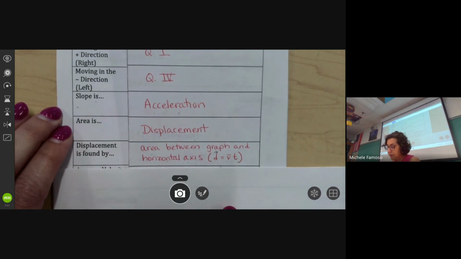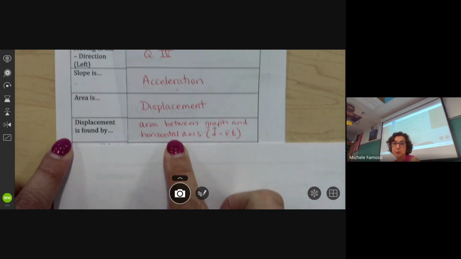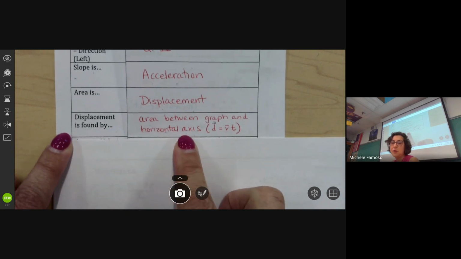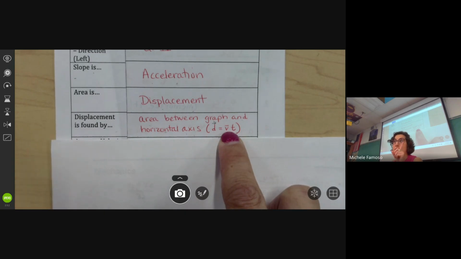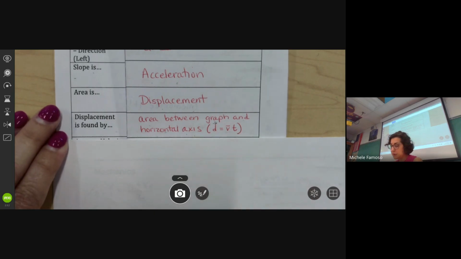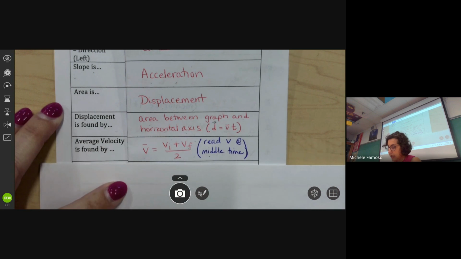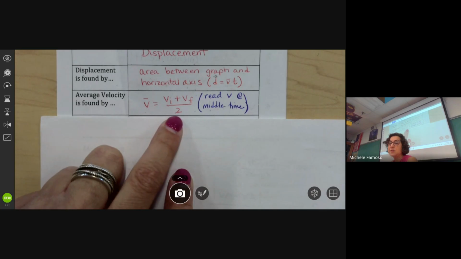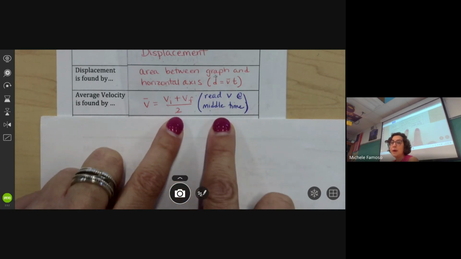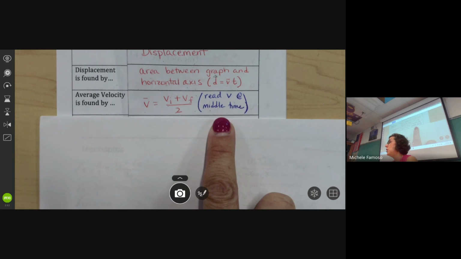You can find the displacement by looking at the area between the graph and the horizontal axis, or you could take the average velocity from your graph, which is the velocity at the middle time, or VI plus VF over 2, and multiply it by the time to give you the displacement. The average velocity on this graph can be found by either doing VI plus VF over 2 or by reading the velocity at the middle time point.